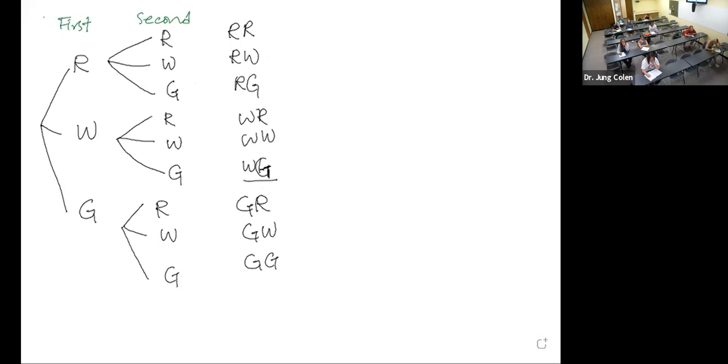Now let's consider the probabilities for each. So what's the probability to get red for the first draw? 1/3. Why? Because there's only one red ball, right? One red ball. What's the total number of outcomes? R, W, G, 3. Right? So the probability to get a red ball on my first draw is 1/3. How about to get a white ball? It's also 1/3. And green is also 1/3.